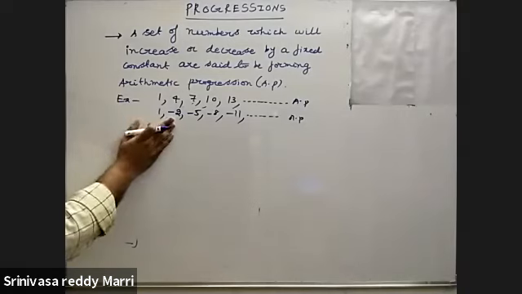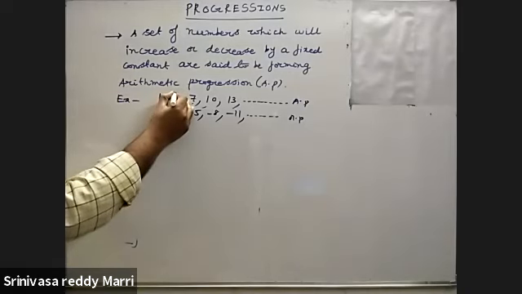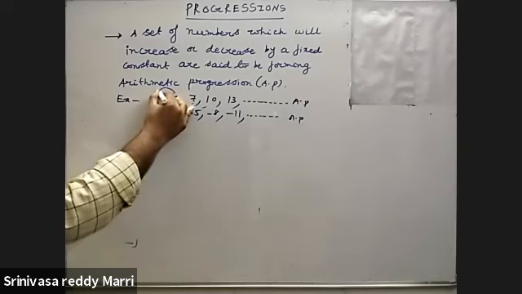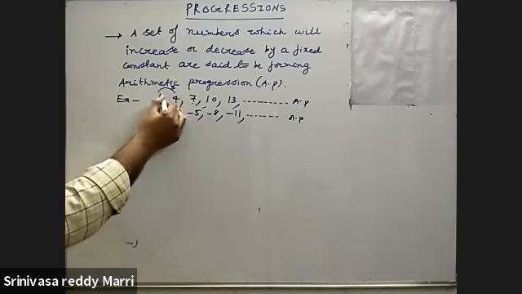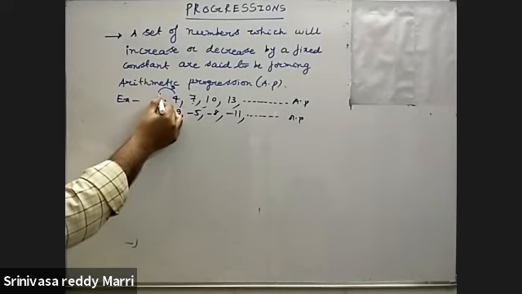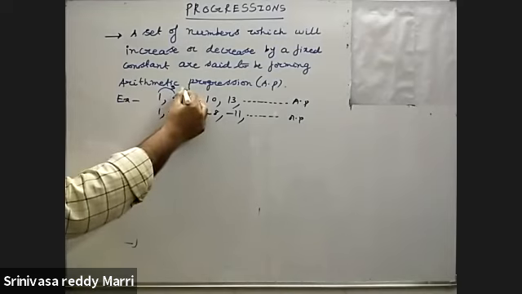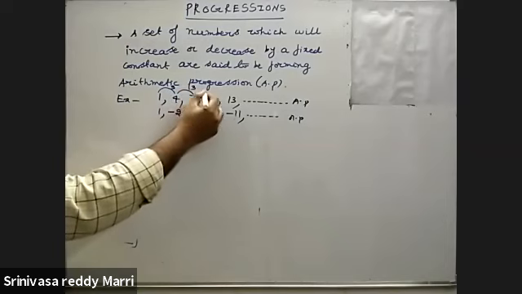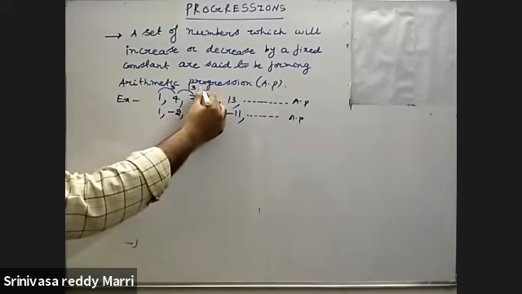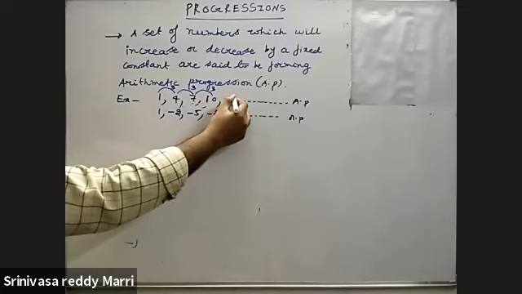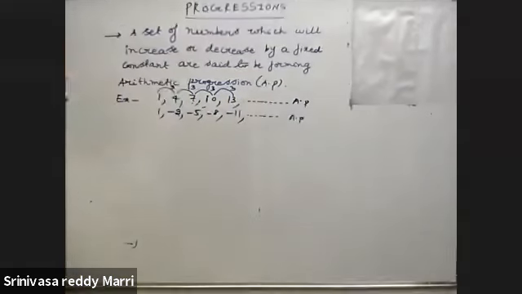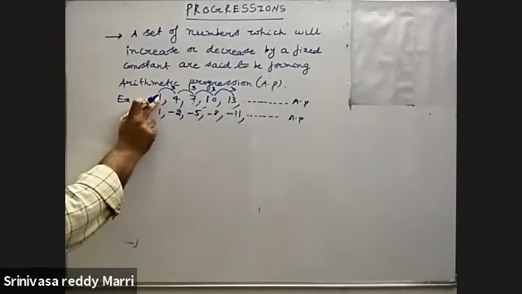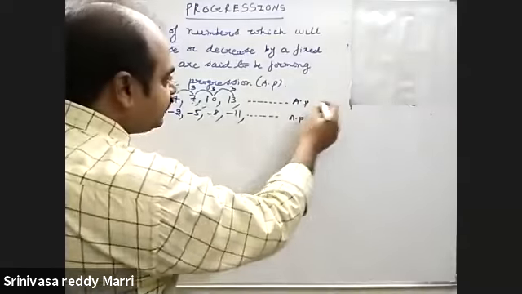The main thing is, if you take any two successive terms, what is the difference between them? 4 minus 1 is 3. Second number minus first number is 3. 7 minus 4 is 3. These differences will be the same. If you take any two successive terms, the common difference is 3.